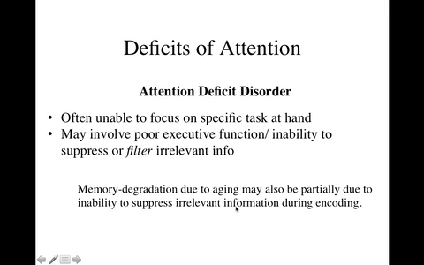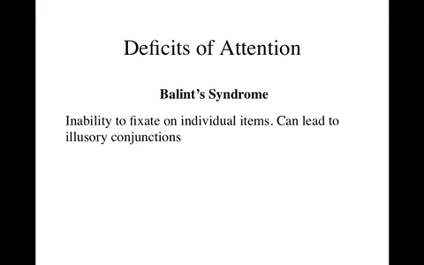We also mentioned memory degradation due to aging is now thought by some researchers to be partially due to inability to suppress irrelevant information. So why do elderly people start to lose their ability to remember something that just took place? It may partially be due to their inability, during encoding, to only focus on that. Perhaps they're also automatically processing other information that isn't relevant.